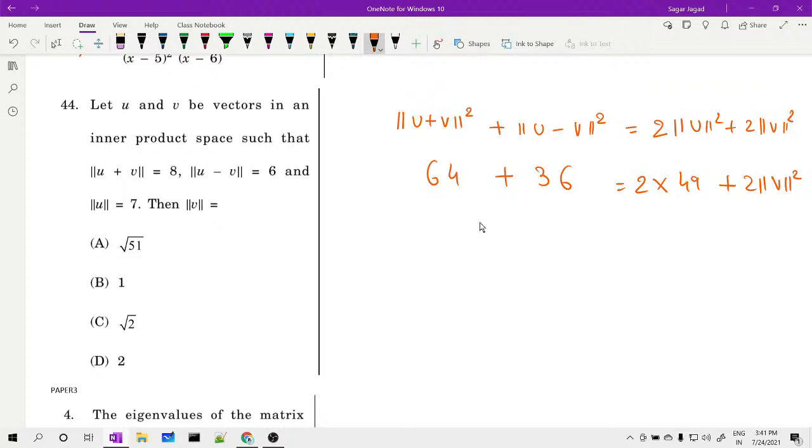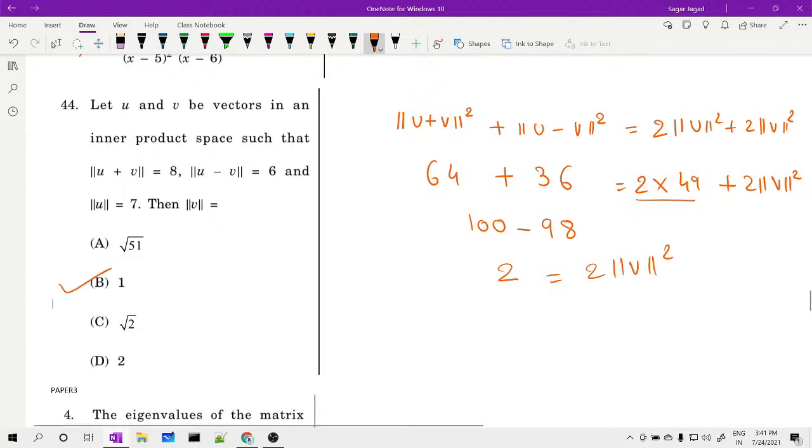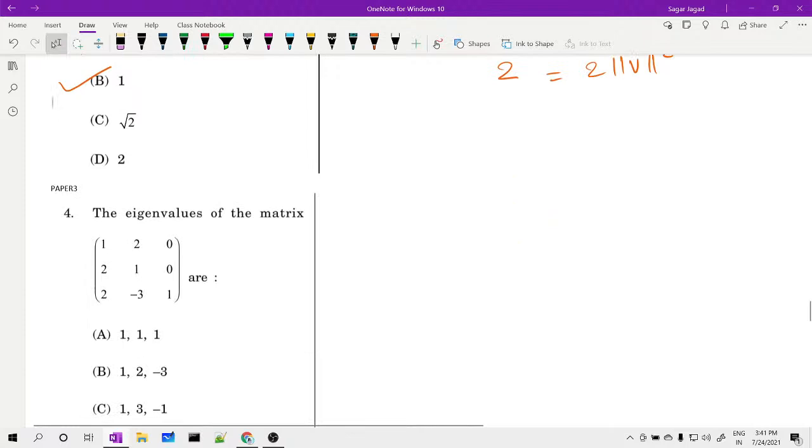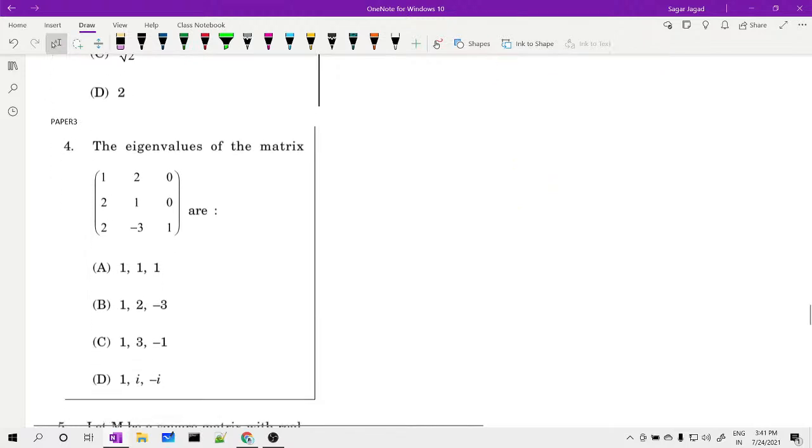Okay, that is fine. So this is nothing but 100 minus what it is. This is nothing but 98 actually. So 2 is equal to 2 times norm of V squared. So norm of V should be 1. Yeah, it was a good question. The eigenvalues of this matrix are, okay, let's just verify. How could I think about the eigenvalues, by the way? So the matrix is 1 1 1, 1 2 minus 3 3. Okay, so one is there, then I can think about it.